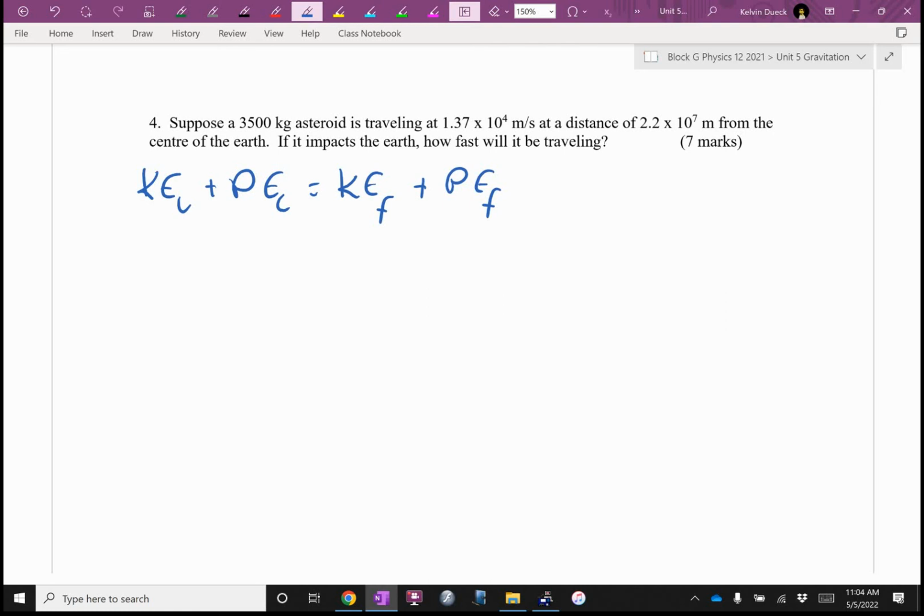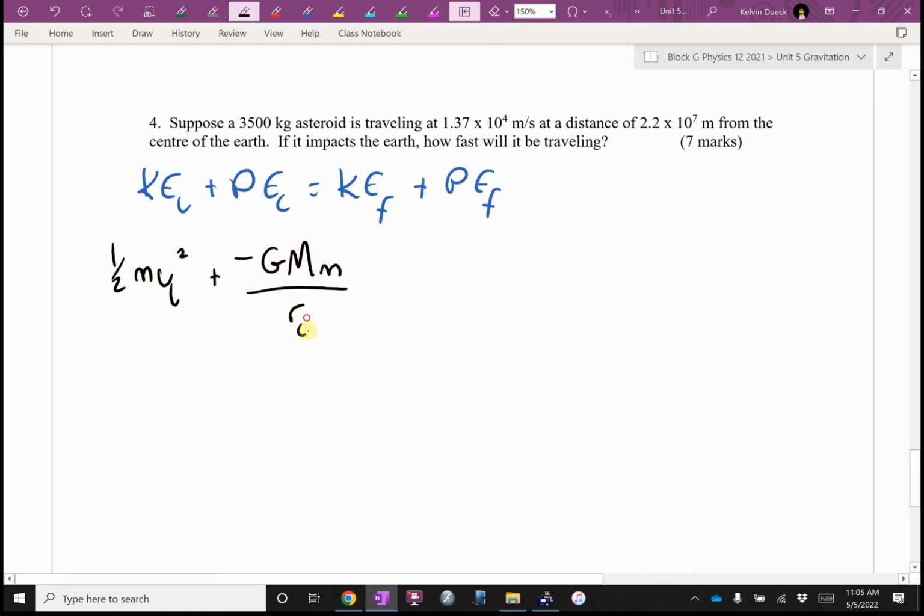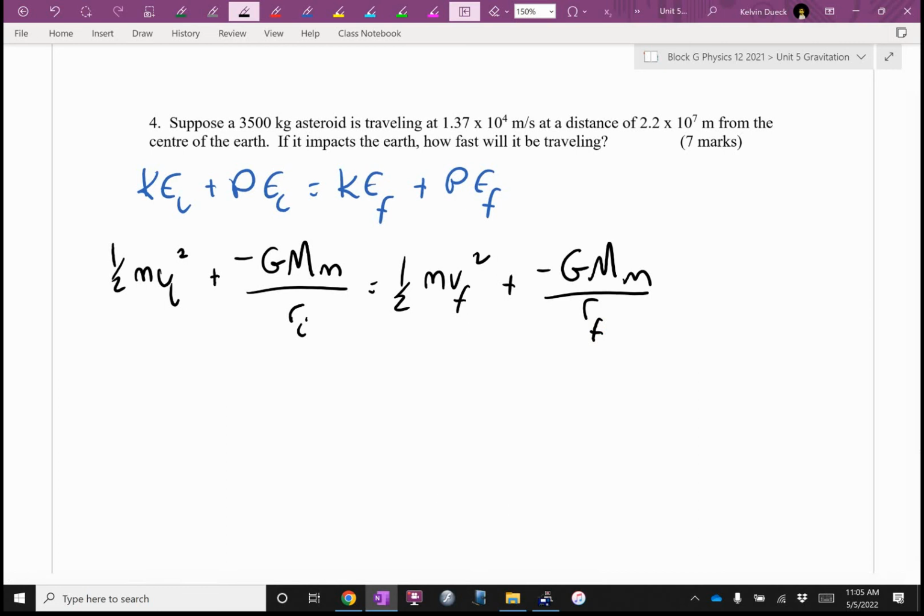Nothing cancels? Jeez, Dewitt. A half m v initial squared plus negative big G big M little m over r initial equals a half m v final squared plus negative big G big M little m all over r final. What was that? Oh, at least something does. Okay.